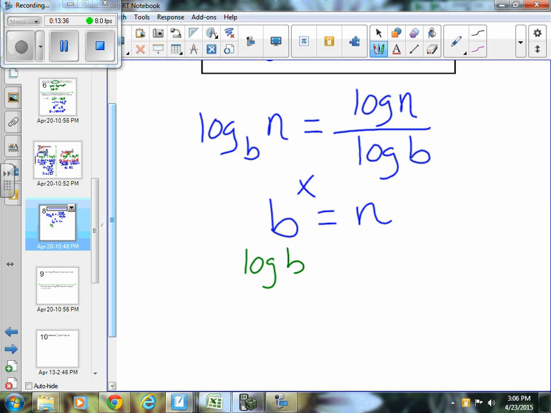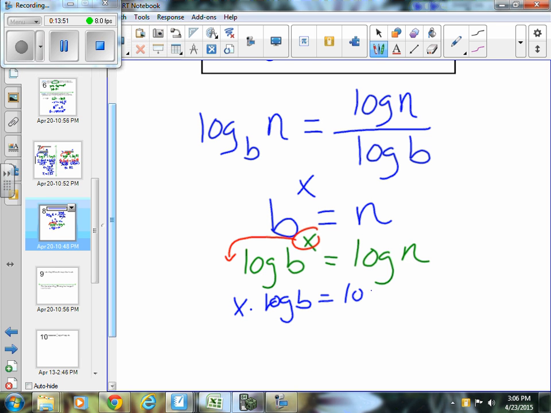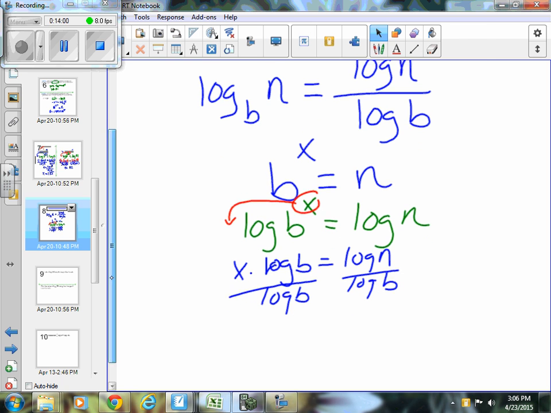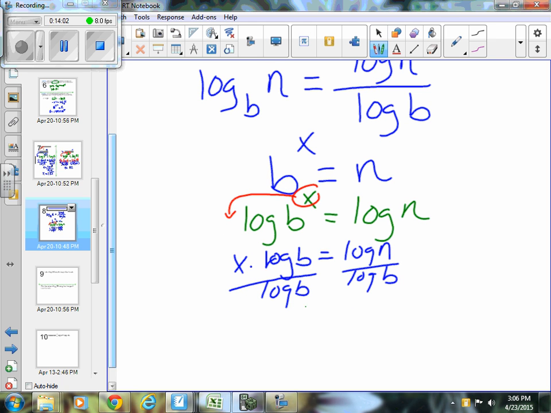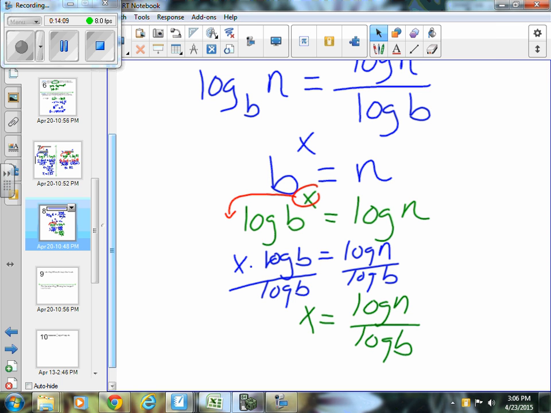So say I take log of both sides of this. So log of each side. That means I can bring down my exponent. So I was solving this exponential situation here. So x times the log of b equals the log of n. To get the x by itself, you divide by the log of b. And we're back to what we had there on the top. So every single time you have an exponential like this, to get that power, it's always going to be log of the number divided by log of the base. So that's what we call the change of base formula.